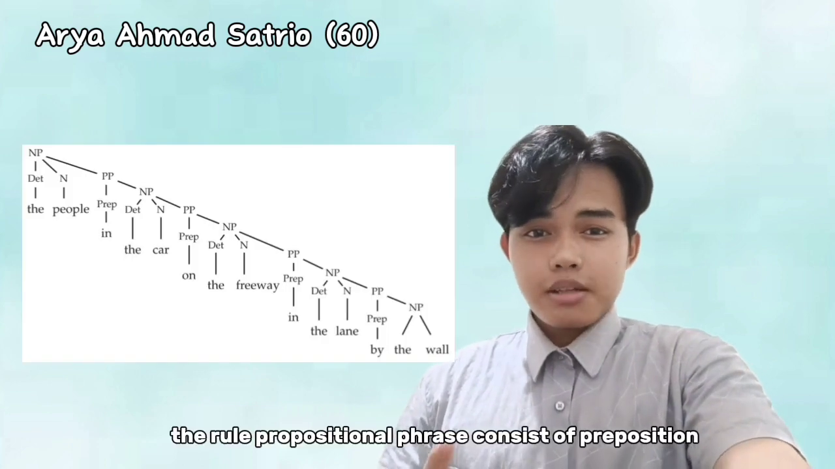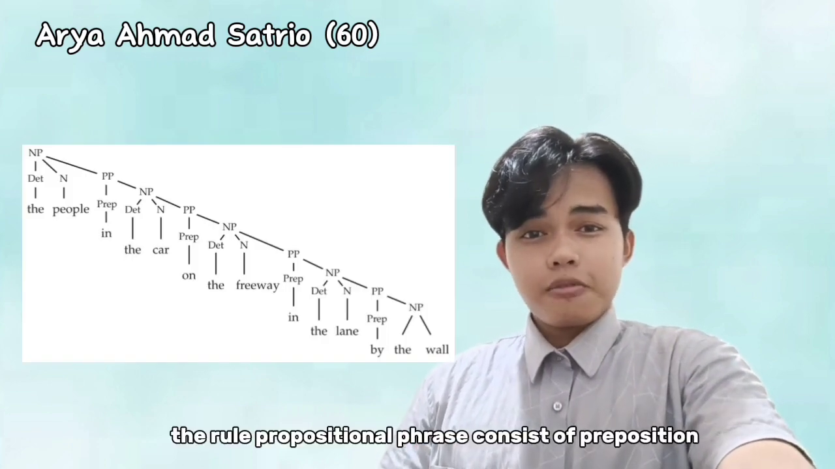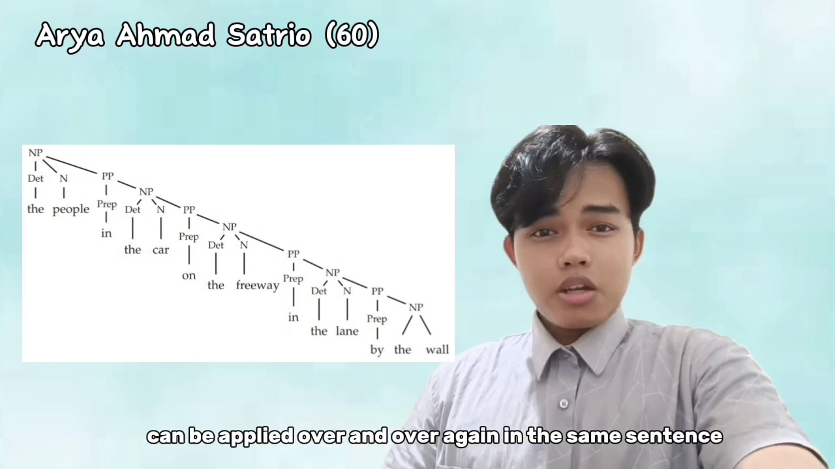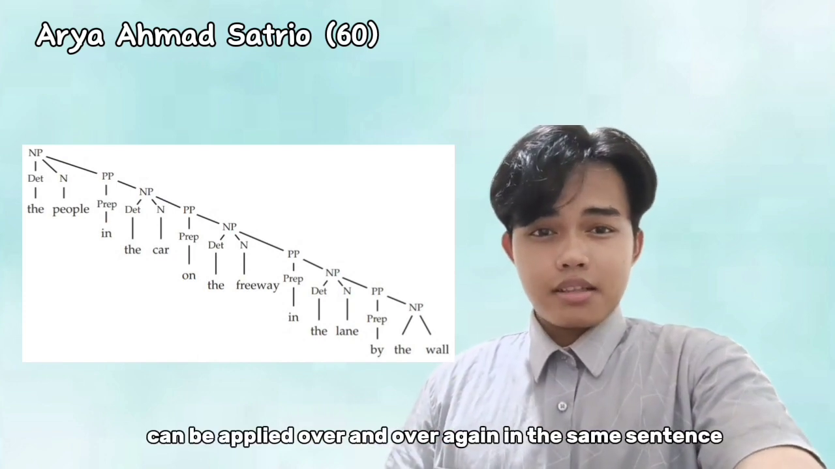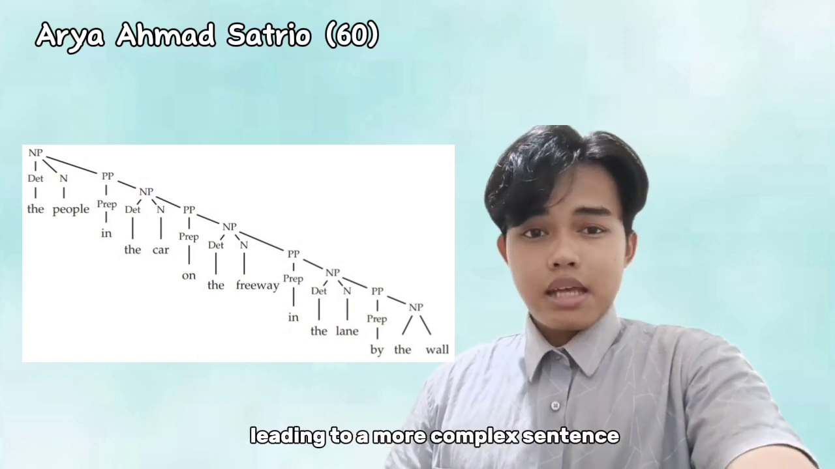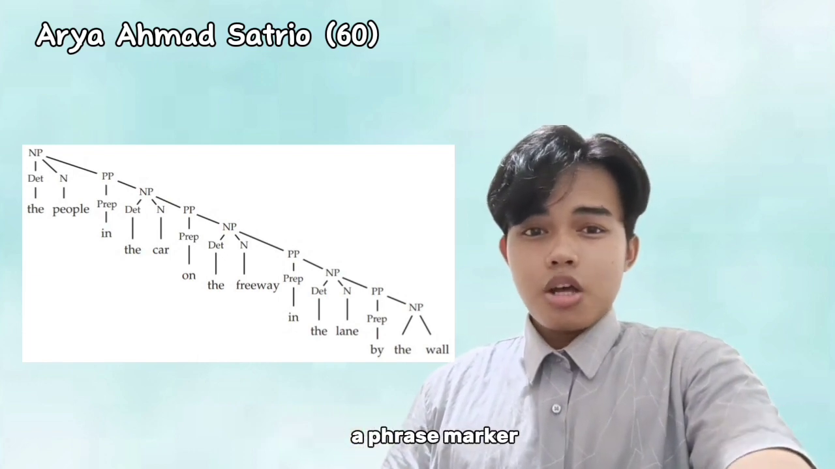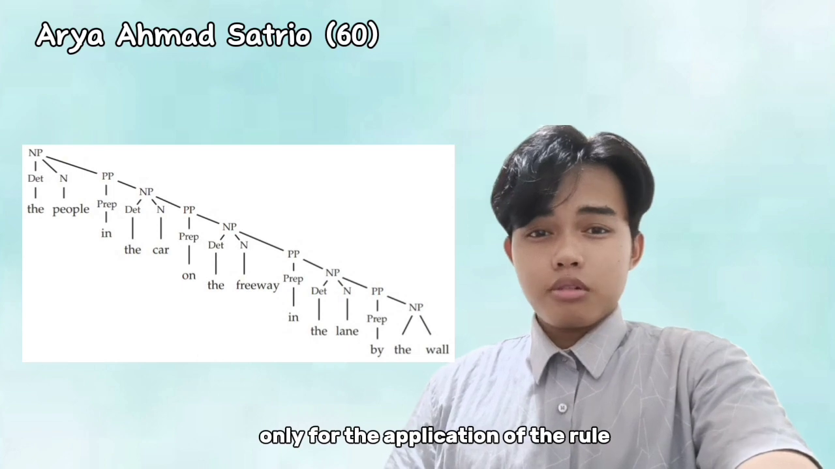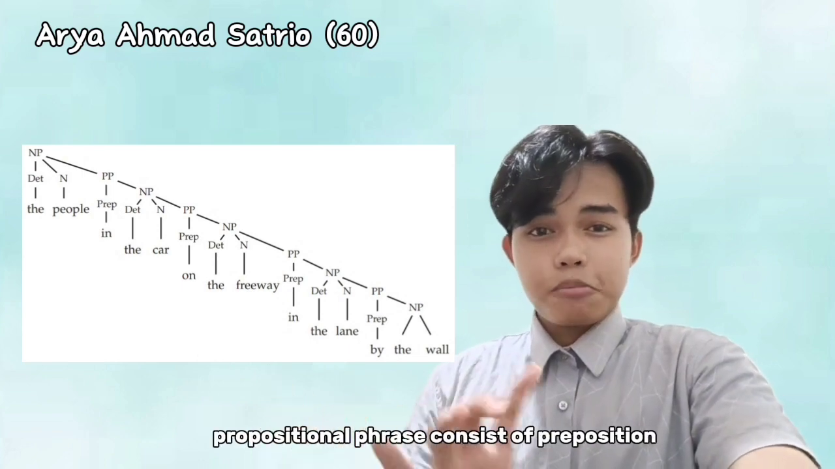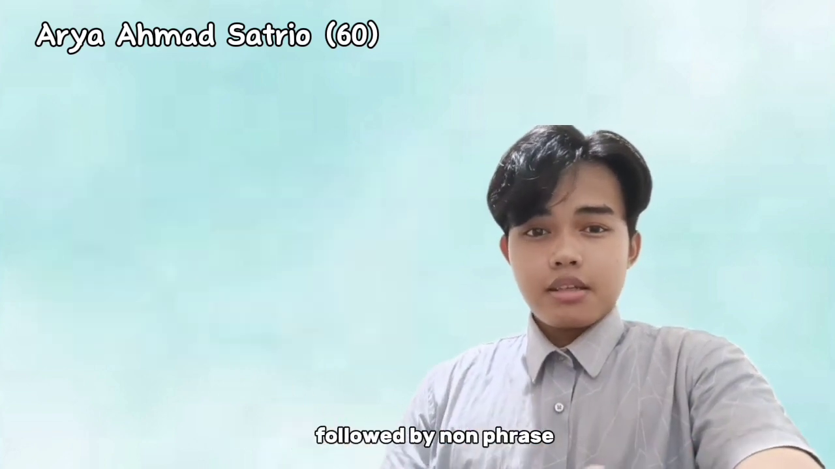The rule prepositional phrase consists of preposition followed by noun phrase can be applied over and over again in the same sentence, leading to a more complex sentence, as illustrated in the diagram that provides a phrase marker only for the application of the rule: prepositional phrase consists of preposition followed by noun phrase.